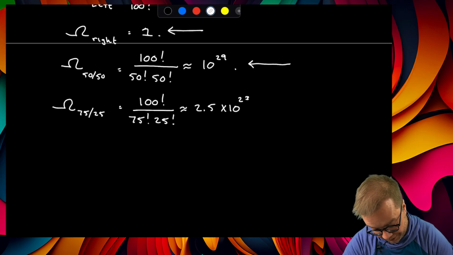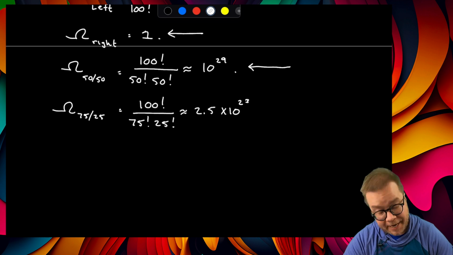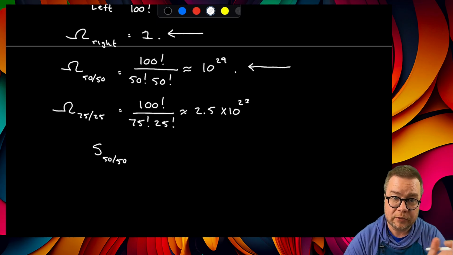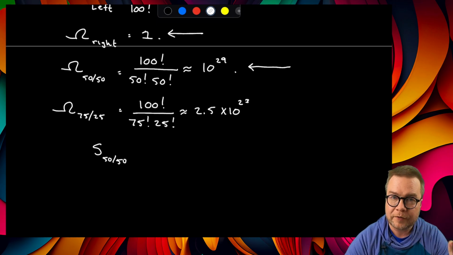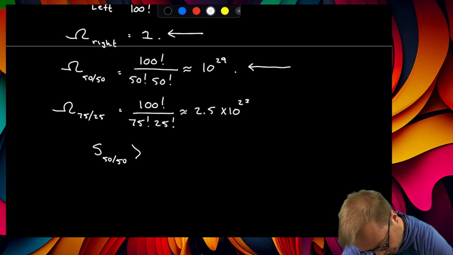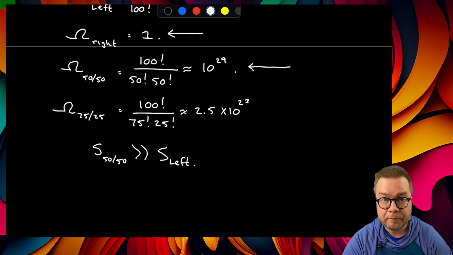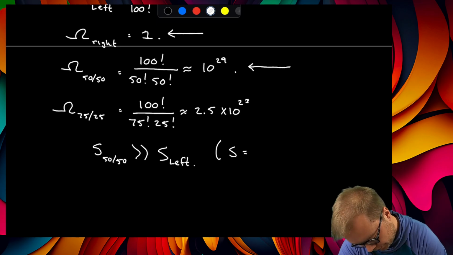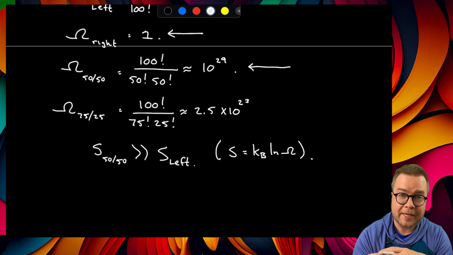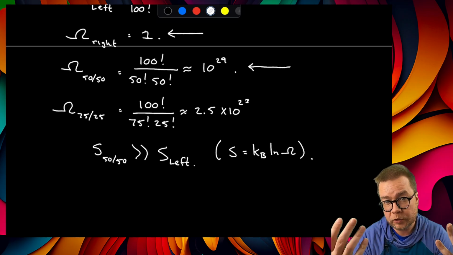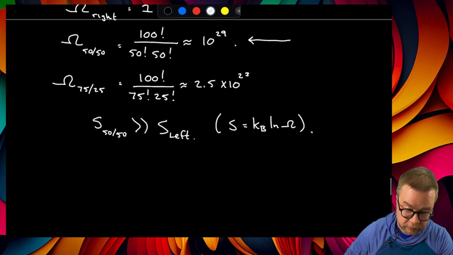So, it's a way of saying that the entropy associated with the particles being spread out between both sides of the box, 50 on the left, 50 on the right, is much, much larger than them all being on the left. Because again, entropy is k_B log Omega. So the highest entropy state is the most likely state that we're going to see. And at equilibrium, the entropy of the system is going to be maximized. So you're going to find your particles distributed like that.